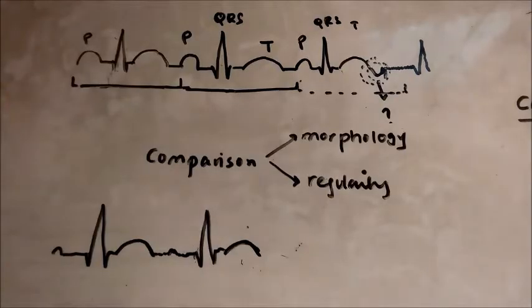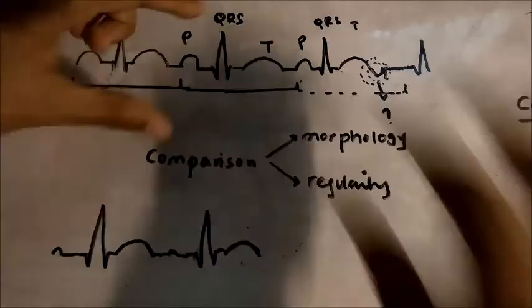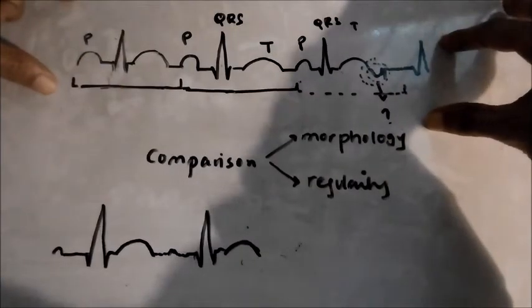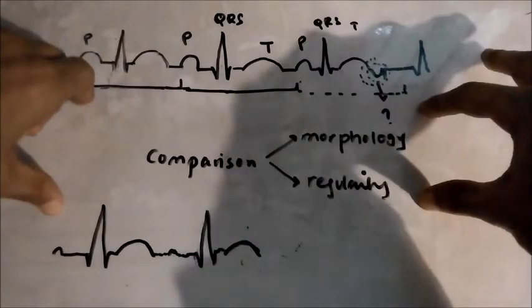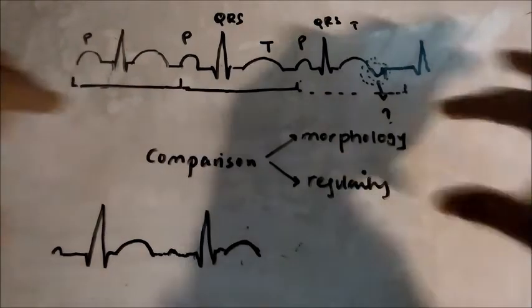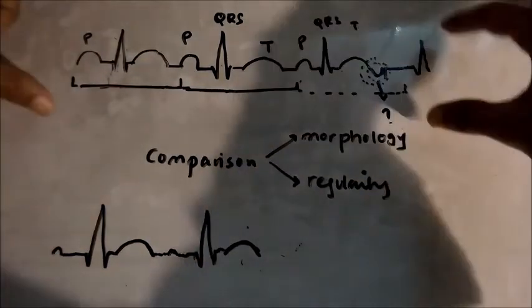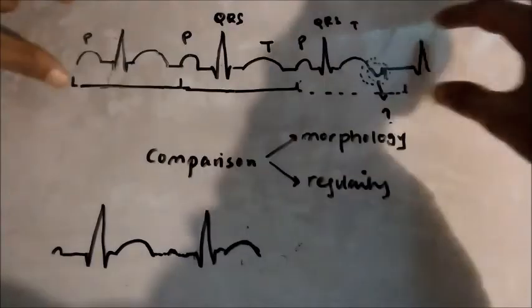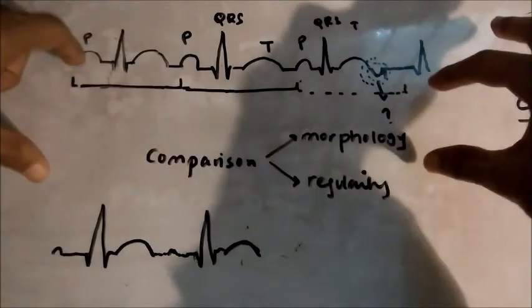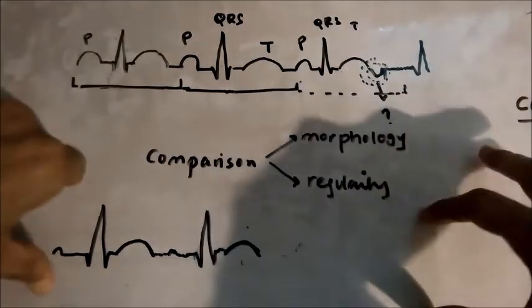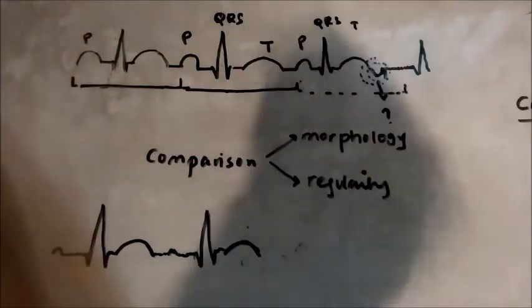So when you look at an ECG, you have a tracing of one lead, and then below that you have a tracing of another lead, and then beneath that another lead. So there's a comparison which we make within one lead, and then there's a comparison which we make while comparing different leads. Okay, I'll give you an example.